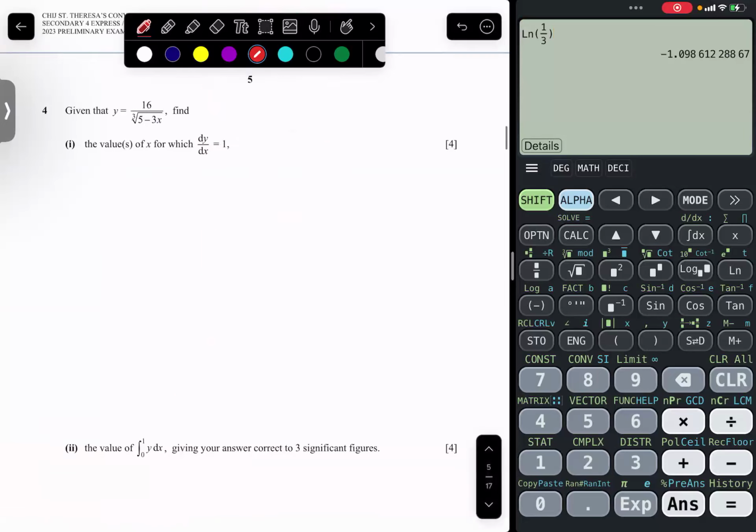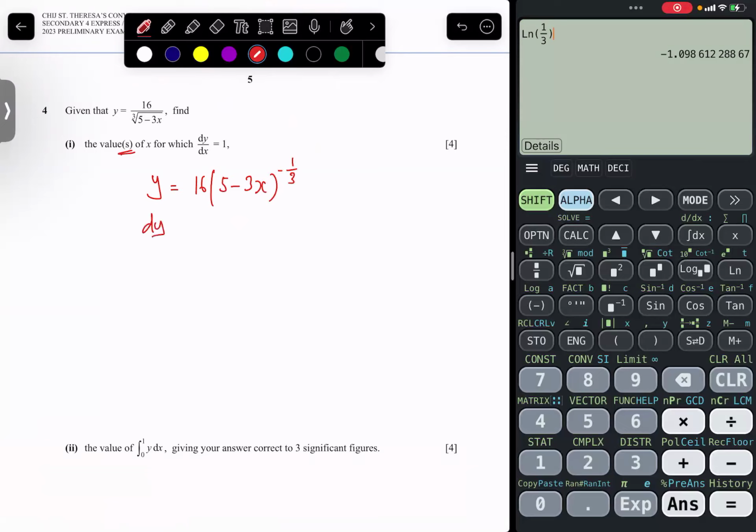Question 4. Given that y equals 16 over the cube root of 5 minus 3x, find the values of x when dy/dx equals 1. So there could be more than one value, right? Otherwise, the question wouldn't have put it in such a way. So y equals, I'm going to rewrite this, 16 times (5 minus 3x) to the power of -1/3.